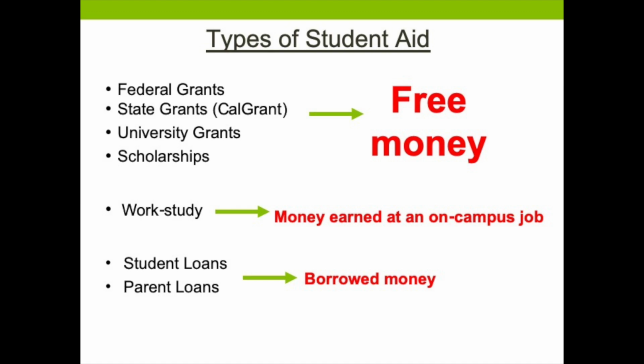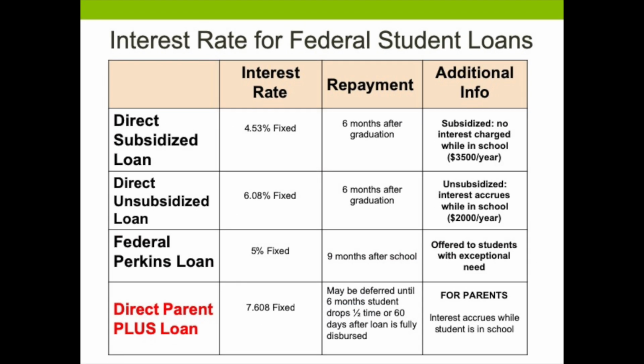And if you decide to take out loans, you must know that there are some loans that are better than others. So next up, we'll talk about the different kinds of loans that are offered to you. There are three types of loans that will be offered directly to you, and one loan that is offered to your parent or guardian. You might be offered the direct subsidized loan, you might be offered the direct unsubsidized loan, and you might be offered a federal Perkins loan.